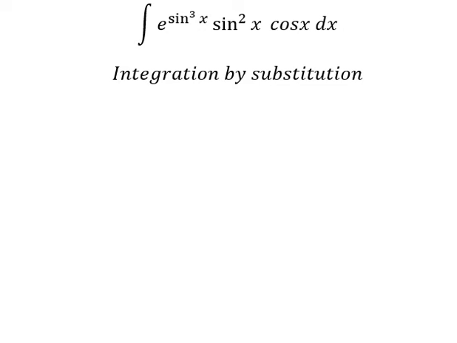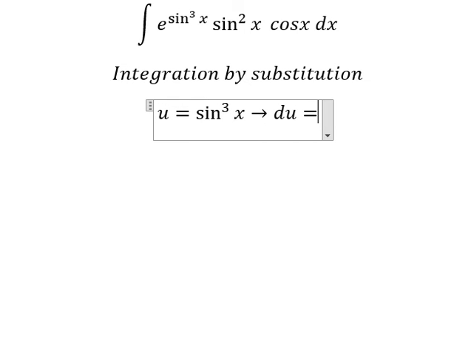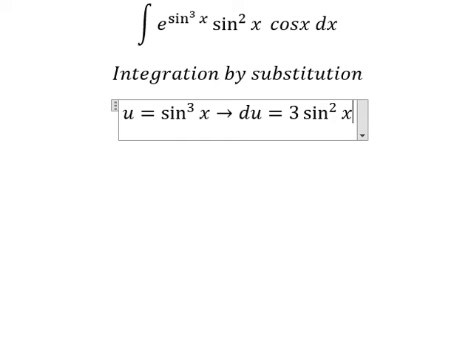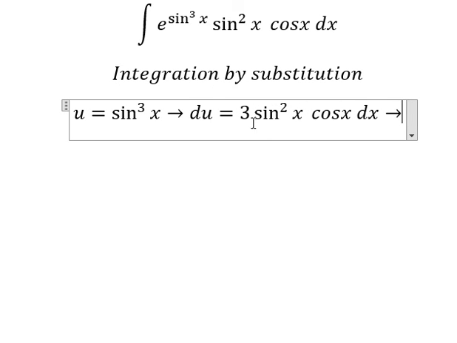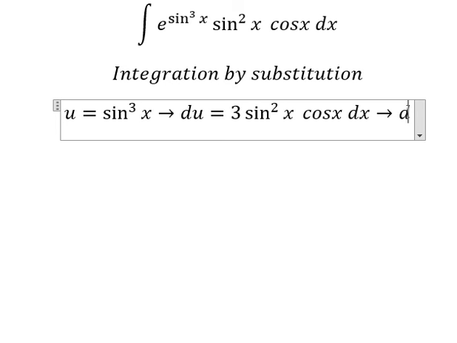So I will put u equals sin x to the power of 3. Later, we first take the derivative of both sides, and we have 3 sin x squared cosine x dx. Because we don't have the number 3 in here, we need to divide both sides by 3.